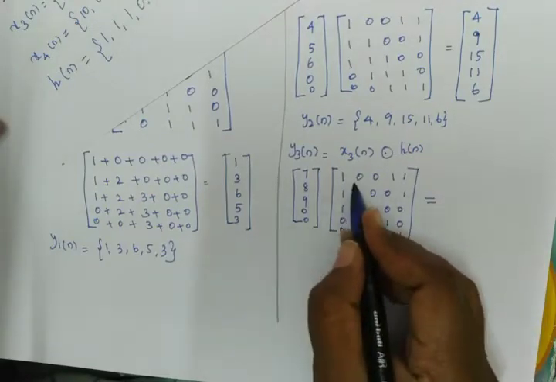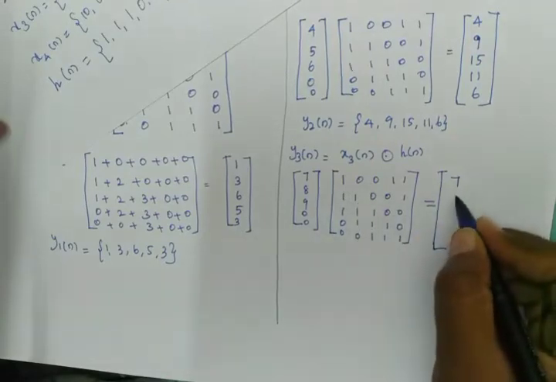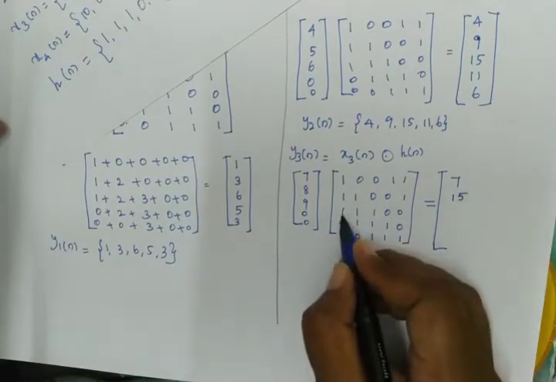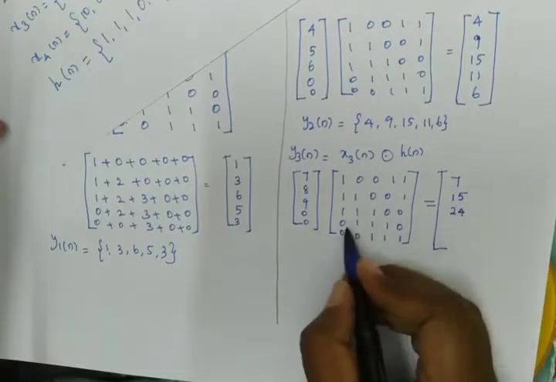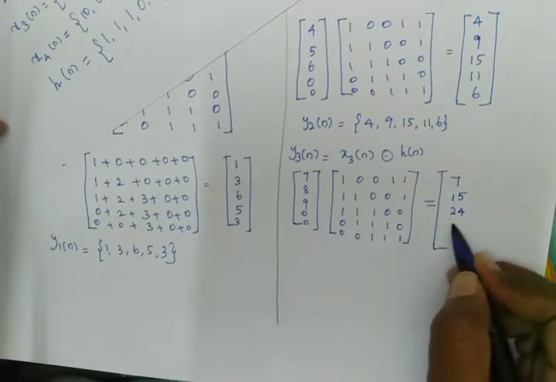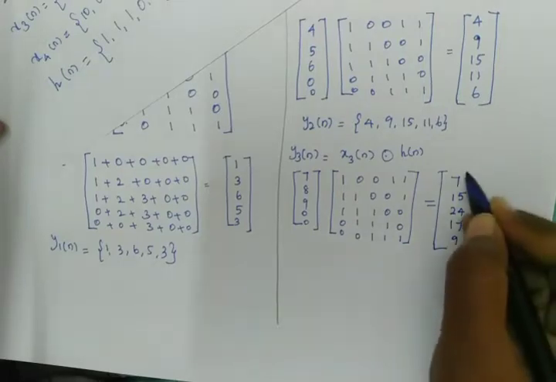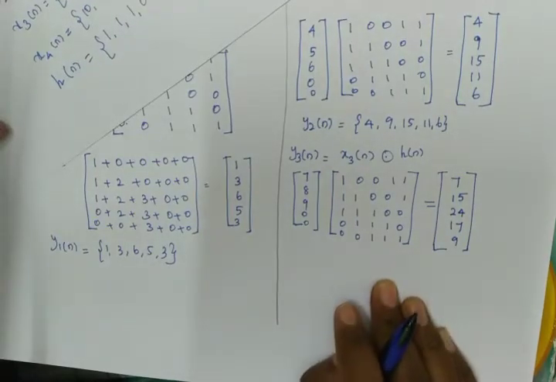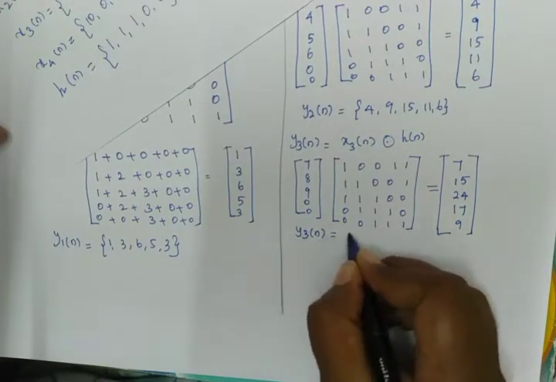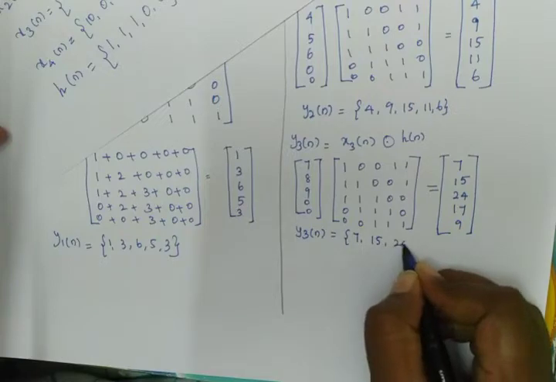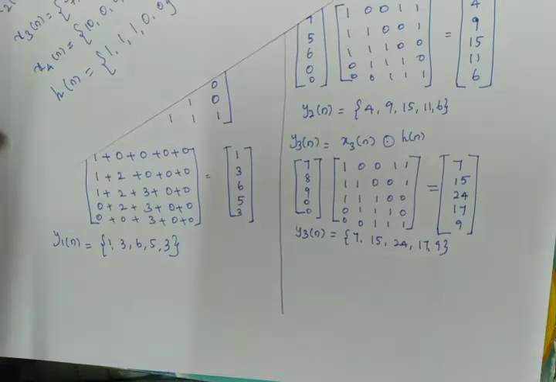Now add this, here we have only 7. Then here it is 7 plus 8, 15. Here it is 7 plus 8 plus 9, 24. Then here it is 8 plus 9, that is 17, and here it is only 9. So this is 7, 15, 24, 17, 9. So this is our y3 of n, which will be equal to 7, 15, 24, 17, 9. Now what is y4 of n?